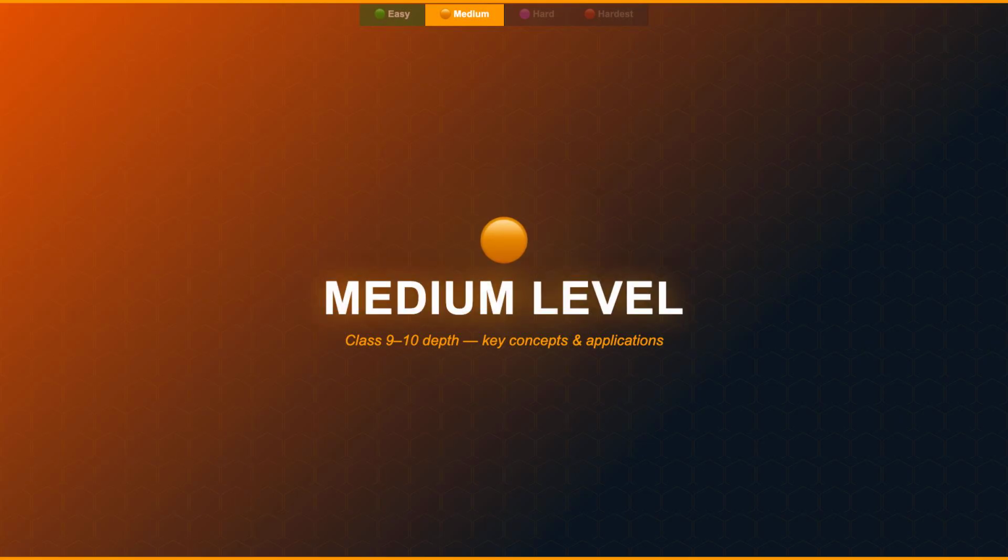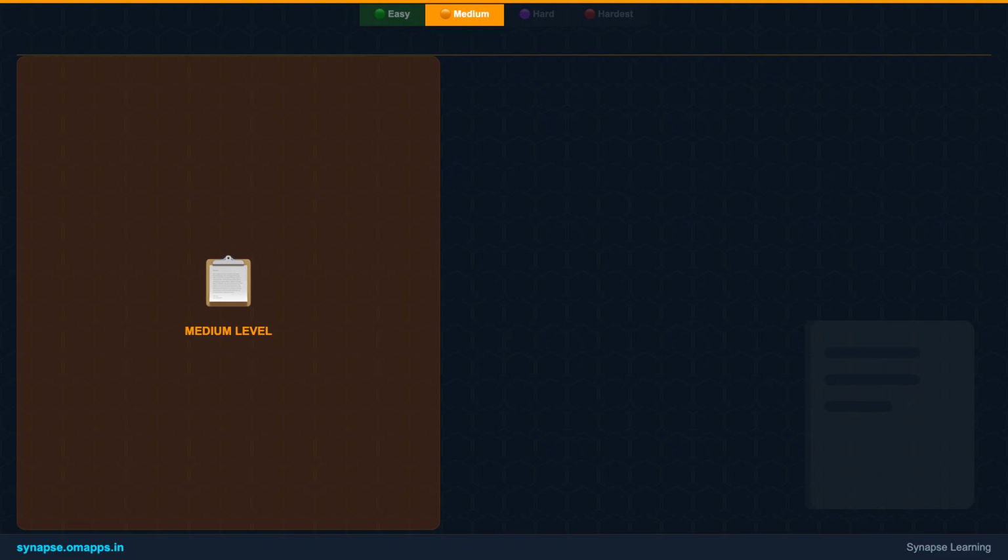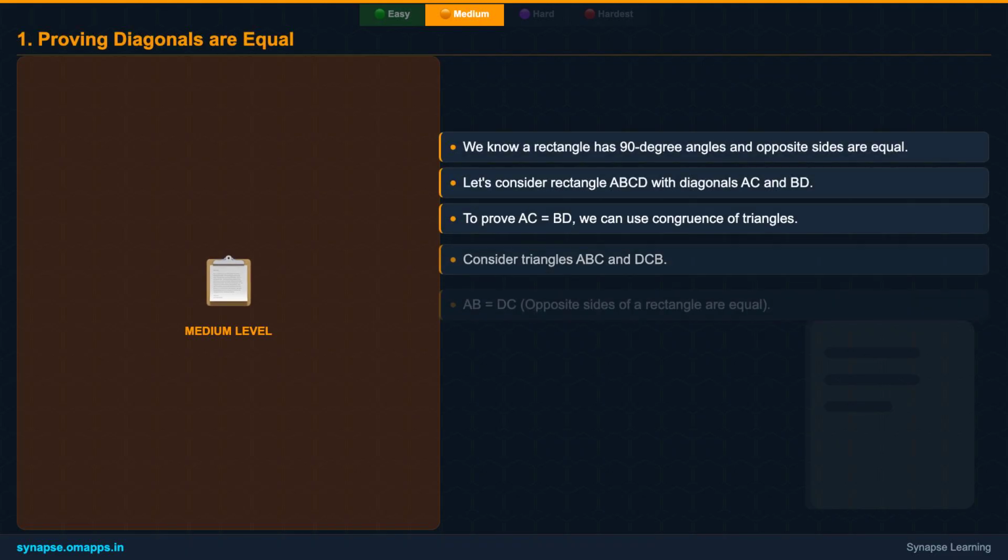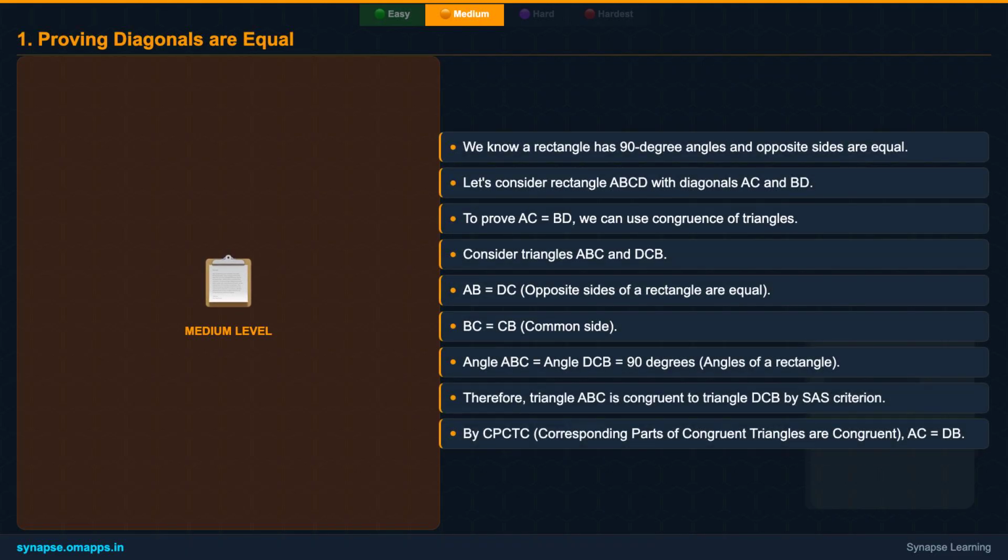Let's explore why these diagonal properties hold true, using the power of geometric proofs. We know a rectangle has 90-degree angles and opposite sides are equal. But how do we prove its diagonals are equal? Let's consider rectangle ABCD with diagonals AC and BD. We can prove AC equals BD by showing that triangle ABC is congruent to triangle DCB.